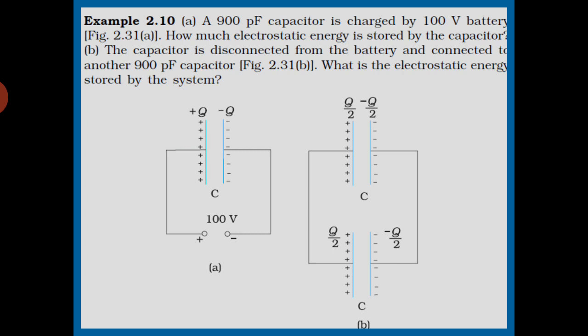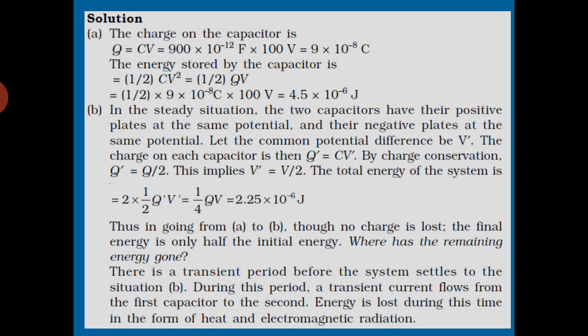In the first system, when there was only one capacitor, we calculated the energy. In the second part, that is now in this system, we have two capacitors but no battery. Again you have to calculate the electrostatic energy stored by the system. So the two capacitors have their positive plates at the same potential.